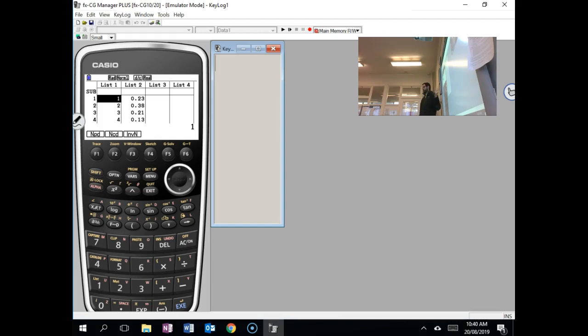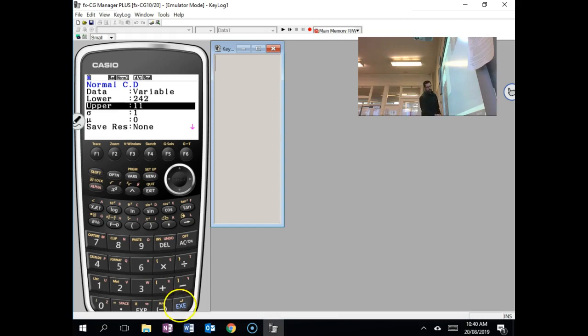And NPD never gets used. We never find the probability of a single value. We'll always use NCD or INVN. So we're picking NCD. We make sure our data is set to variable, not list. Our lower one was 242. Our upper one was 269. Standard deviation was 15, and your mean was 250.